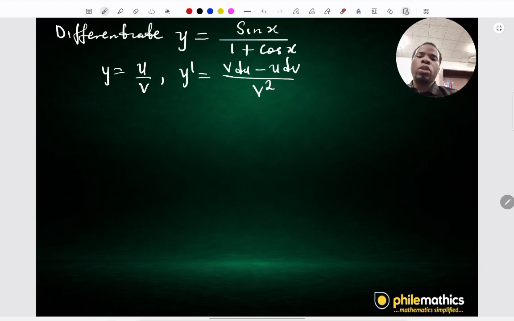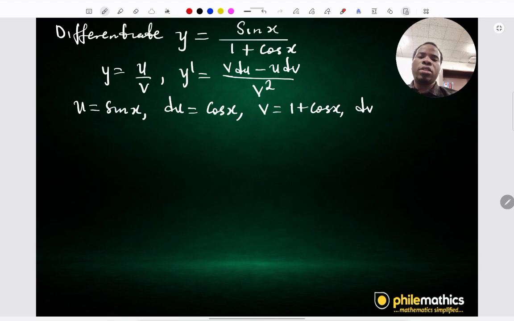This is what we're going to use here, where our u is sine x and our du is cos x. Also, our v is 1 plus cos x. Our dv, differentiating 1 plus cos x, we have minus sine x. So this is what we'll substitute here.